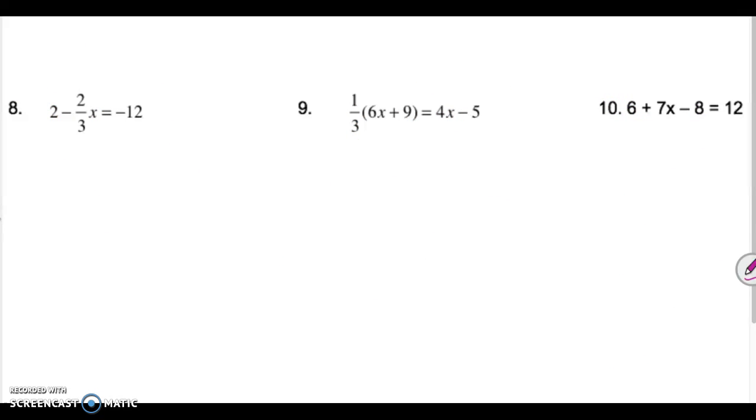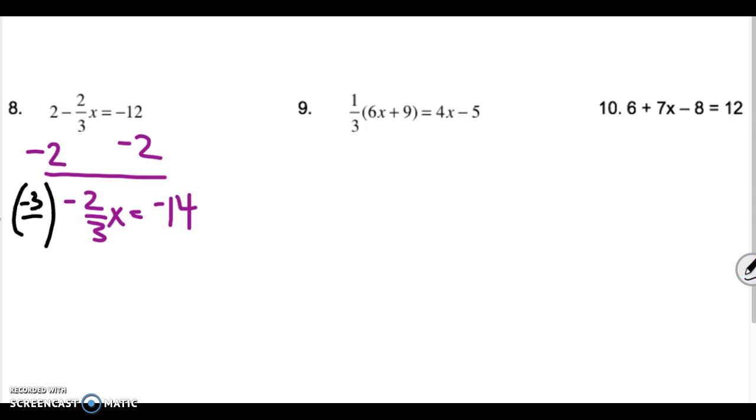Next 3. This one has a fraction in it. We're going to deal with the reciprocal here in a minute. So the first thing we do, though, is subtract this 2 from both sides. Get rid of this 2 right here. So we have negative 2/3 x, still got the fraction, equals negative 14. And the next thing we play in is the reciprocal at this point. So the reciprocal becomes negative 3 halves.